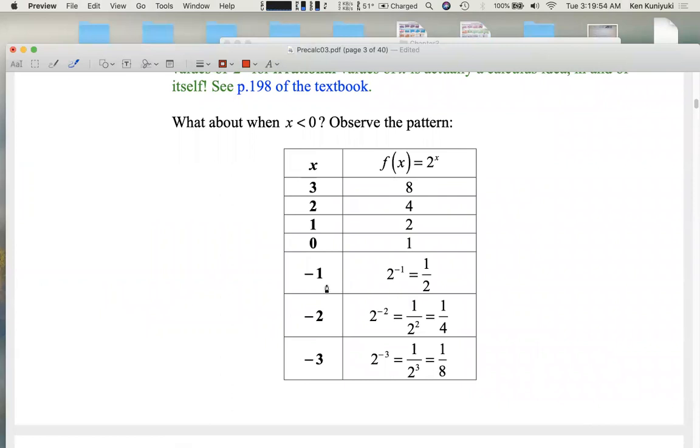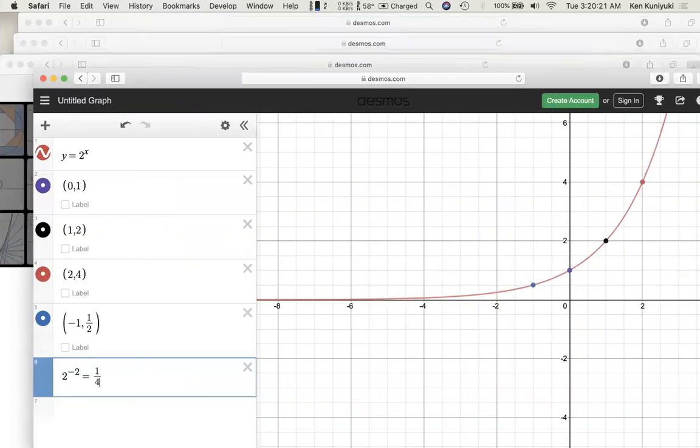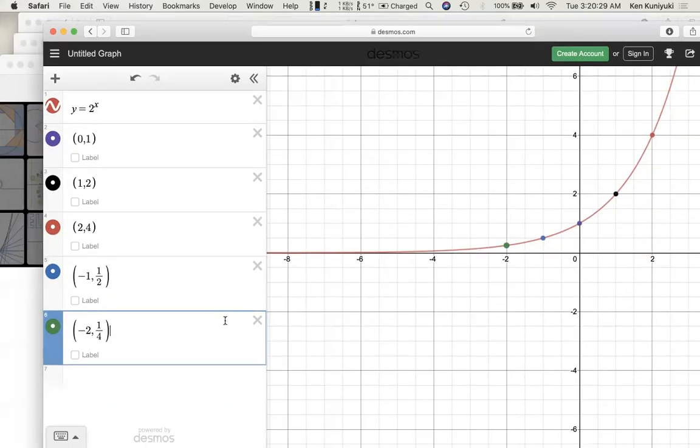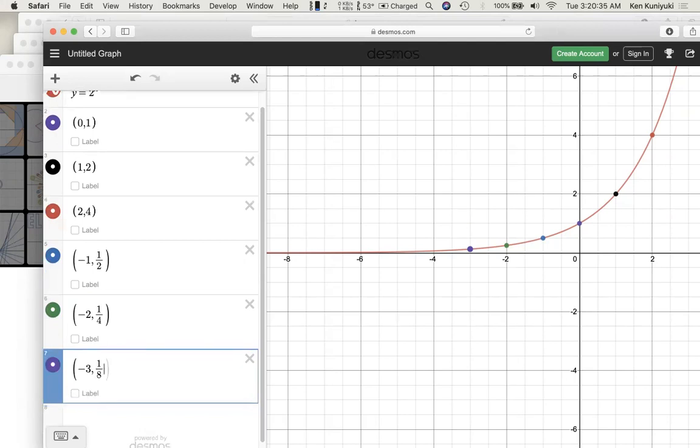If you don't believe me, here are my notes. You plug in x equals negative 1. 2 to the negative 1, you're replacing x with these numbers. 2 to the negative 1 is 1/2. 2 to the negative 2, remember, you're plugging into the exponent, not the base. 2 to the negative 2 is 1 over 2 squared, or 1/4. If you plug in negative 3, 2 to the negative 3 is 1 over 2 to the third, or 1/8. So let's plot those points. We're doing point plotting here.